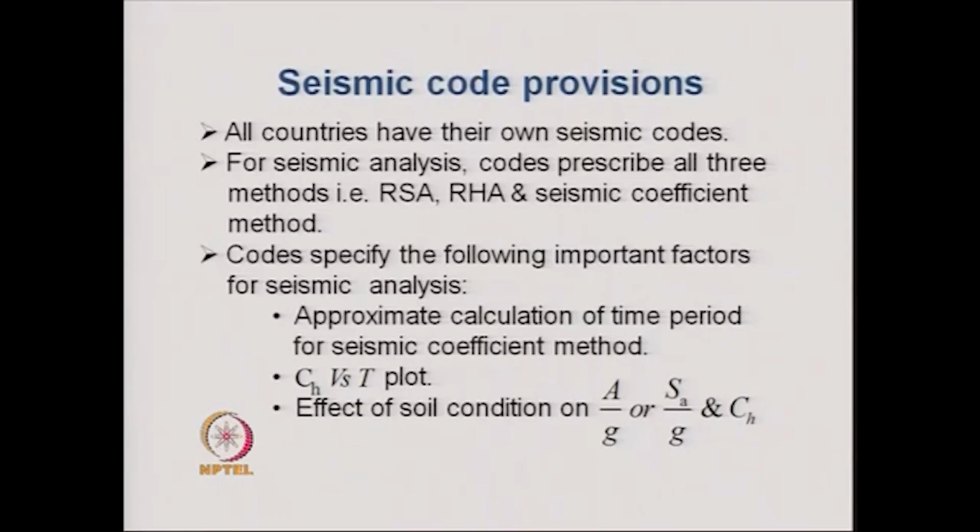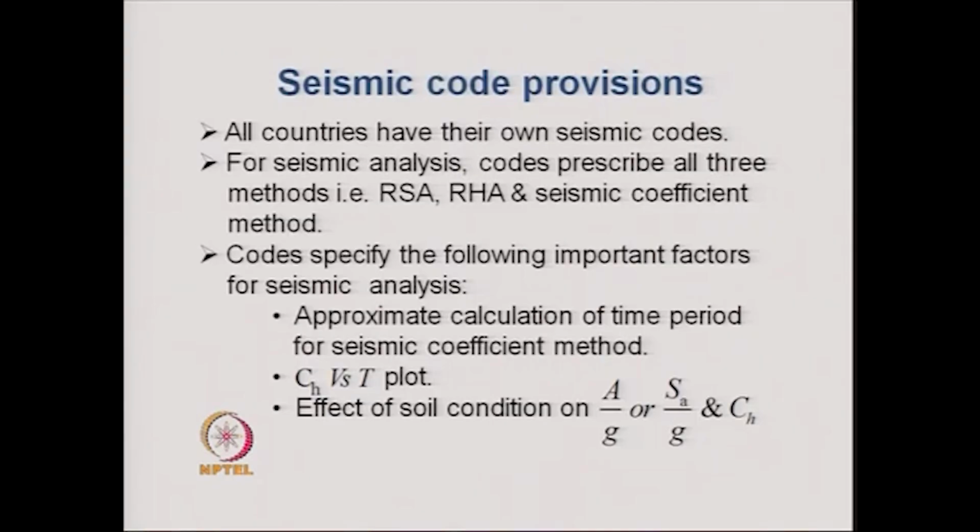In spite of that, the seismic coefficient method of analysis has become very popular with earthquake engineers, and for most structures, especially building structures, they use it for finding the forces for which they would design the structures for earthquake. Almost all countries have their own seismic codes, and in that code there are several recommendations for the seismic analysis and design of structures. The codes specifically give recommendations for three kinds of analysis, that is the response spectrum analysis, response time history analysis, that is RHA, and the seismic coefficient method.